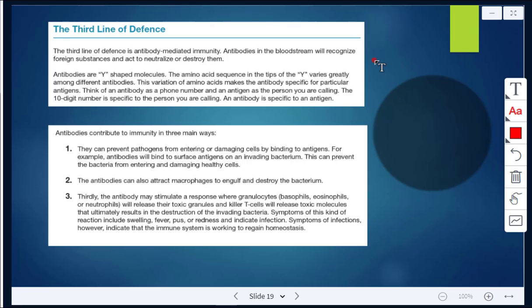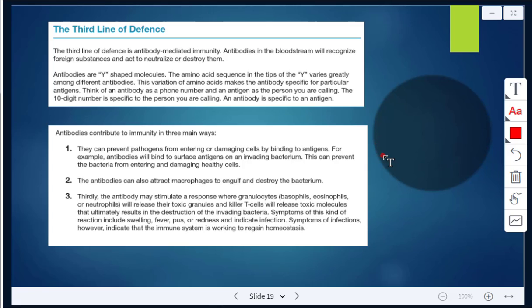Let's see here, the third line of defense. The third line of defense is the antibody-mediated immunity. This is when antibodies in the bloodstream have already been produced, and now these antibodies recognize foreign substances and act to neutralize or destroy them. Like we saw before, they are Y-shaped molecules, and it's the amino acid sequence in the tips of the Y that varies greatly among different antibodies. That makes the antibody specific for a particular antigen.